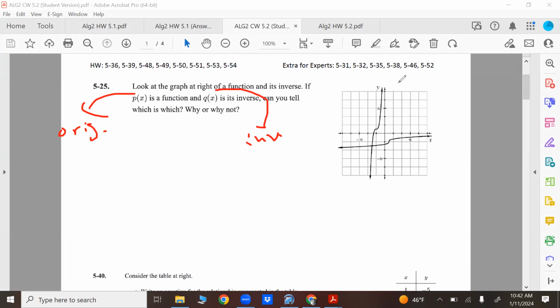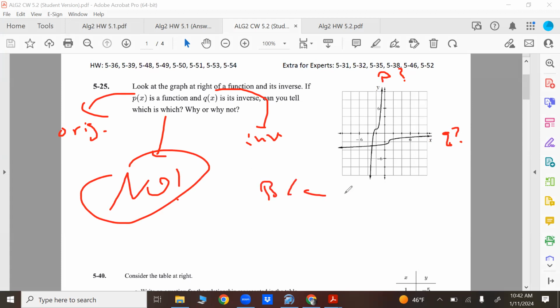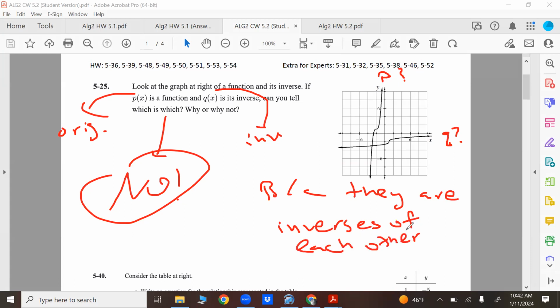So which one is P? Is that P? Is that Q? Or is it the other way around? Or does it matter? What do you think, Jack? Exactly, yes. So can you tell? No, because they are inverses of each other. So it actually doesn't matter which one you call the original and which one you call the inverse. We just don't know. That could be P. That could be Q.